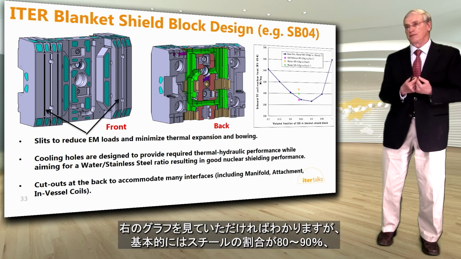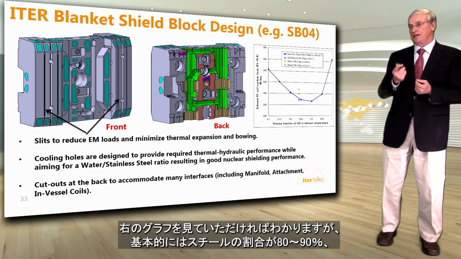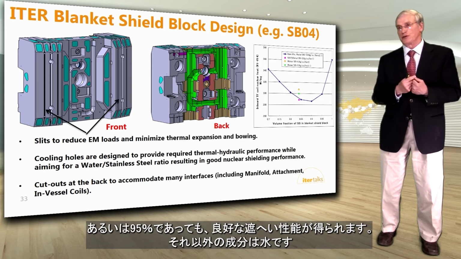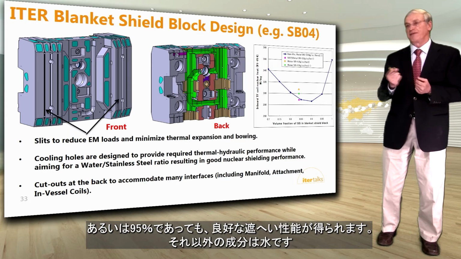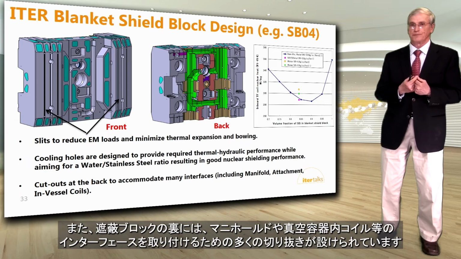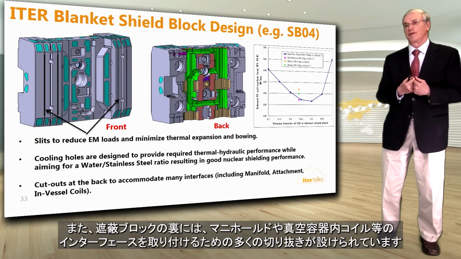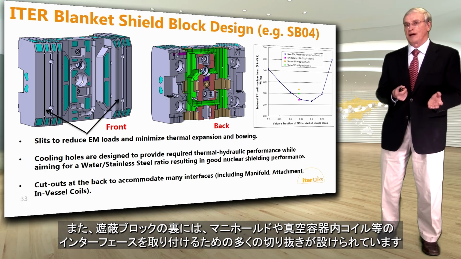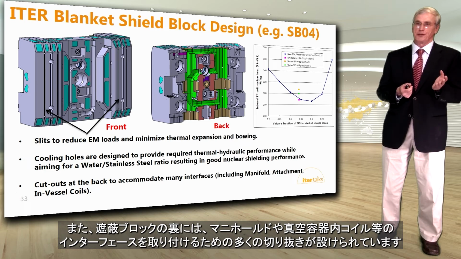You can see in the graph on the right, but basically between 80 and 90% of steel fraction, or even 95%, will give you a good shielding performance, the rest being water. And you can see also at the back of the shield block a number of cutouts to accommodate many interfaces, such as the manifold, attachment, in vessel coil, etc.